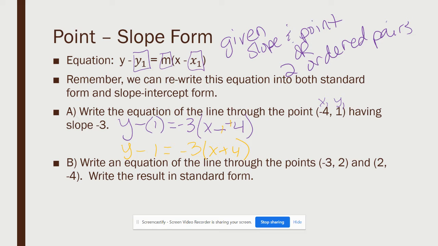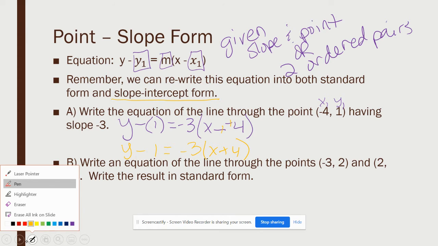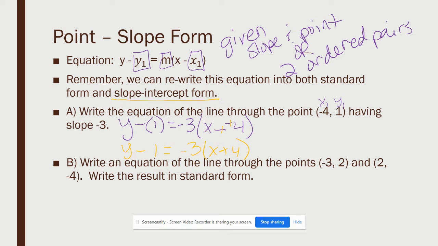Now if we want to move that into slope-intercept form, we would distribute the negative 3 to have y minus 1 is negative 3x plus 4. And then add the 1 to its like term. So y is equal to negative 3x plus 5. So point-slope form, slope-intercept form.